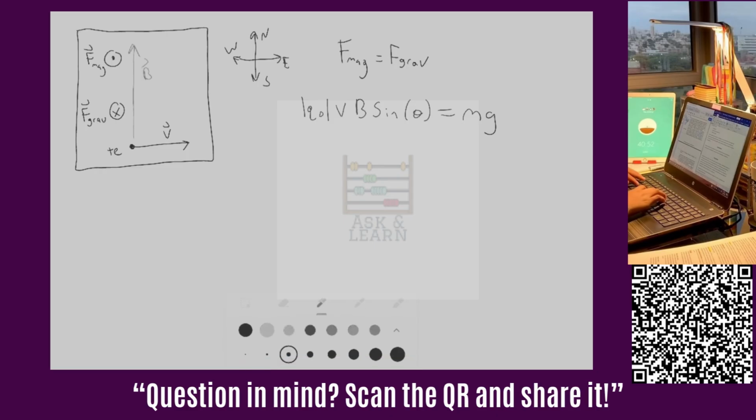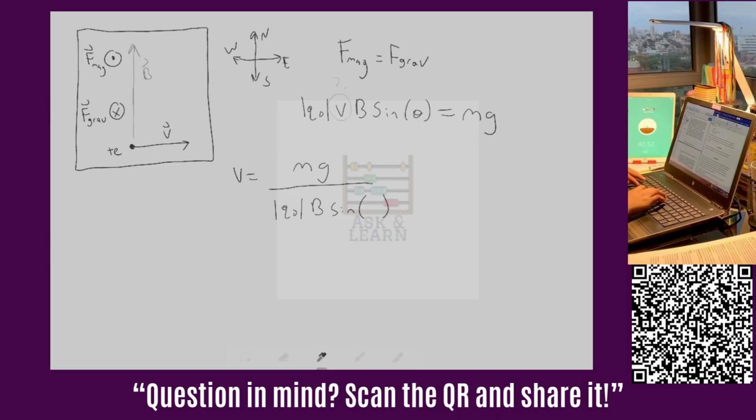The question asks, what speed allows for this balance? That means we want to solve for the variable v, and we're going to do that now. So rearranging the equation, we see that v is equal to the mass of the proton multiplied by the acceleration due to gravity divided by the charge of our proton multiplied by the magnitude of the magnetic field, and then again multiplied by the sine of the angle between our magnetic field vector and our velocity vector.